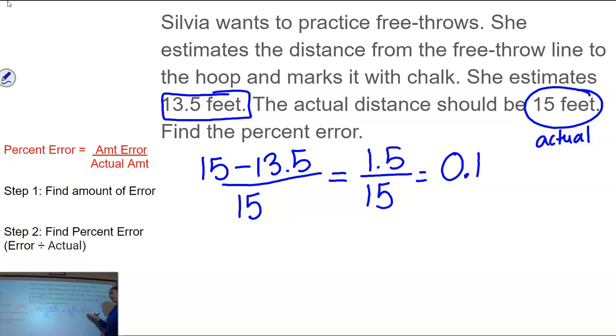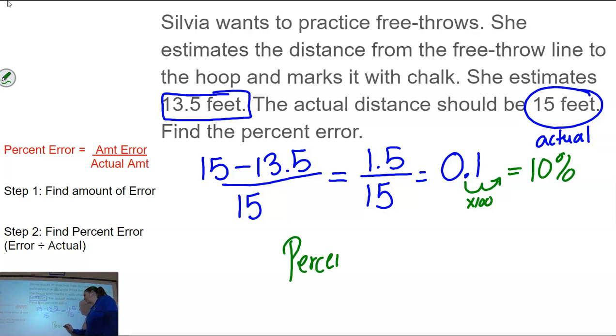Okay, so this is not my percent yet. I need to change this into a percent. So to do that, we would multiply by 100. So you would get 10%. Okay, so the percent error is 10%.